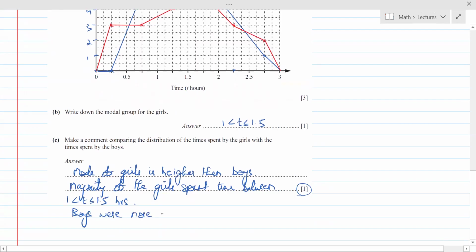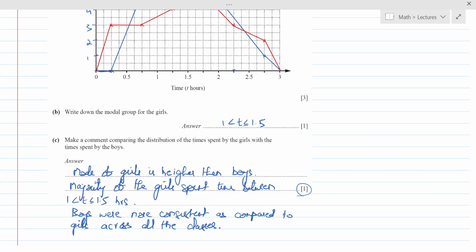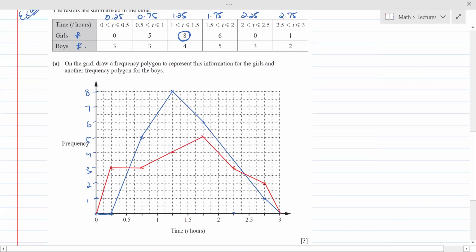More consistent as compared to girls across all the classes. These are different possible answers, and you're not required to write all these answers. You just need to write one of these 3 possible answers. So that concludes the frequency polygon.